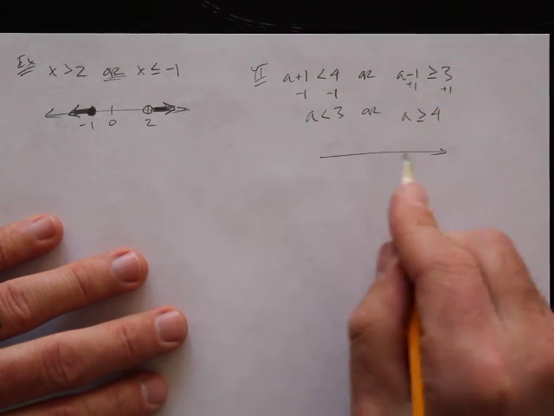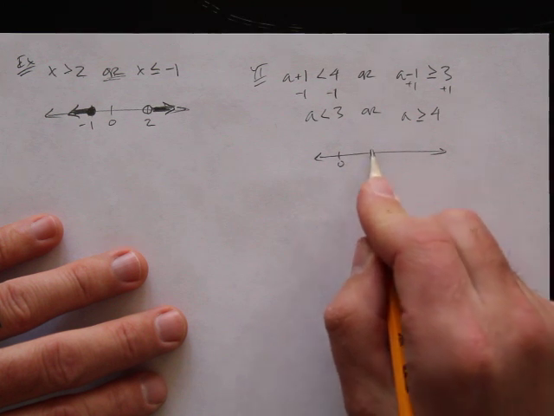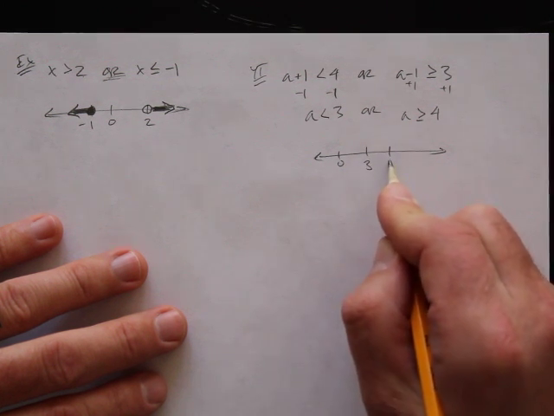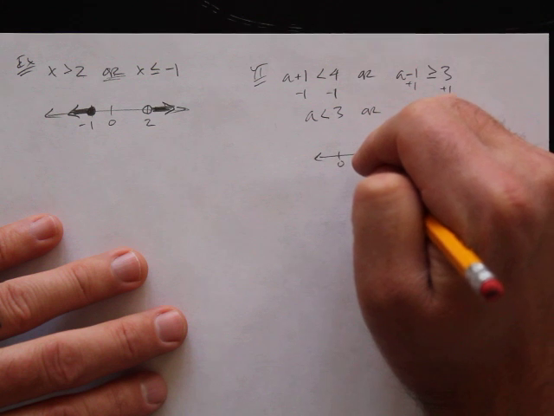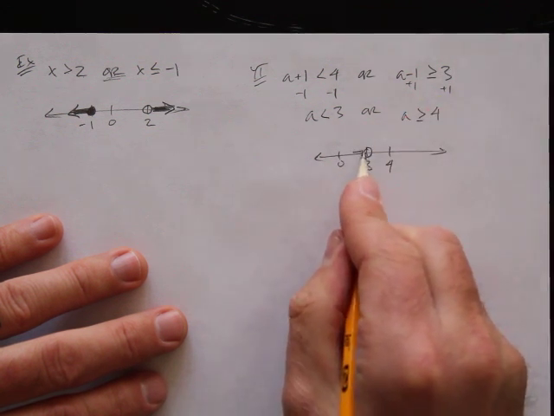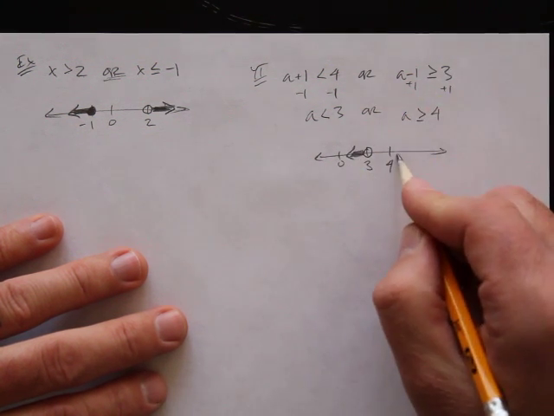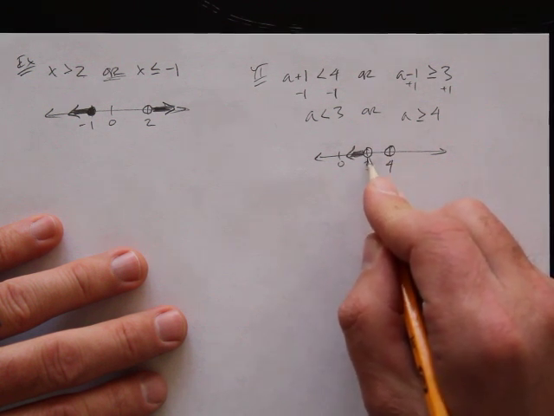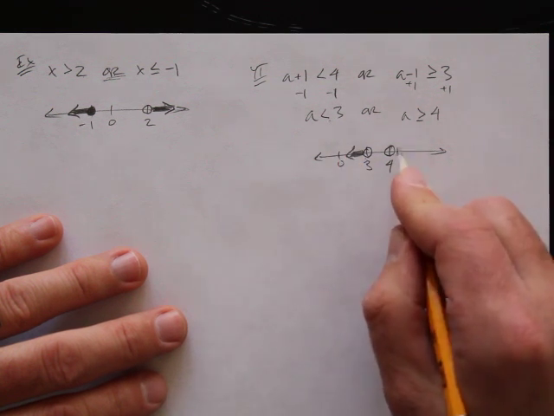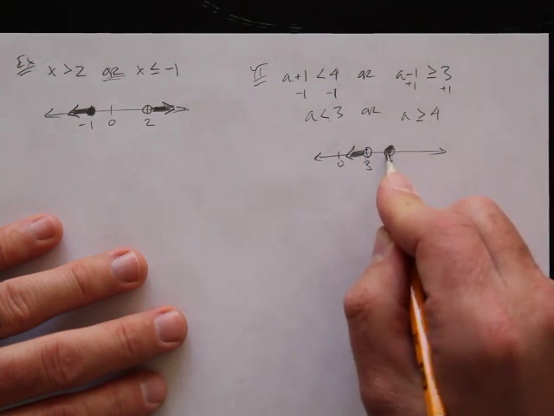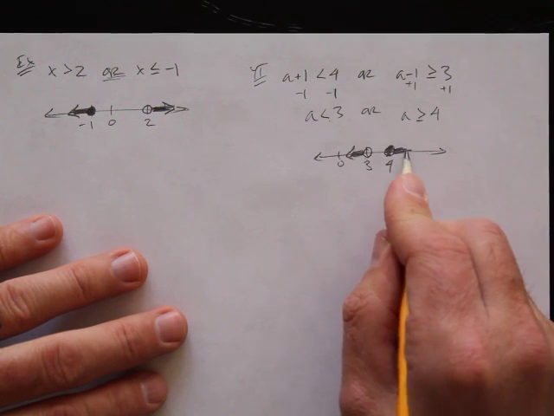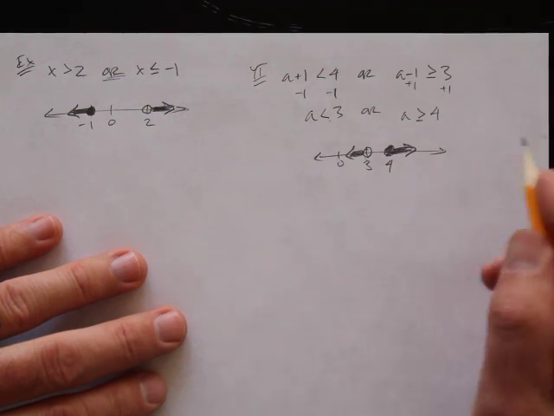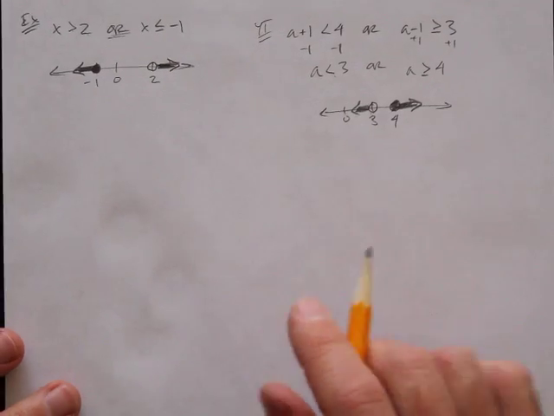Okay. Here's 0, here's 3, here's 4. 3 is not included. A is less than 3. 4 is included. 3 is not included. 4 is included. And A is greater than 4. There we go. One last you-try.